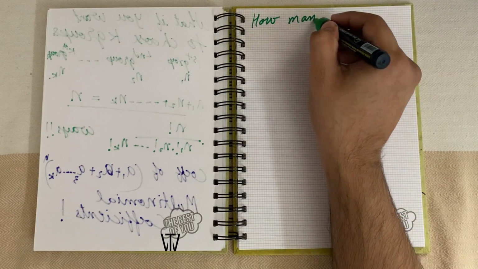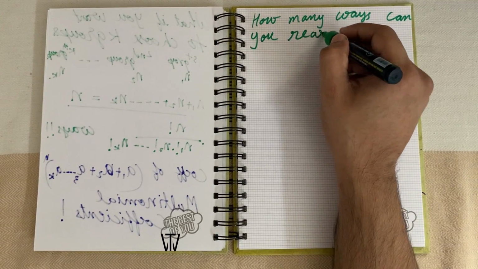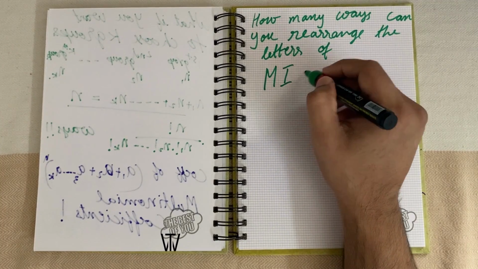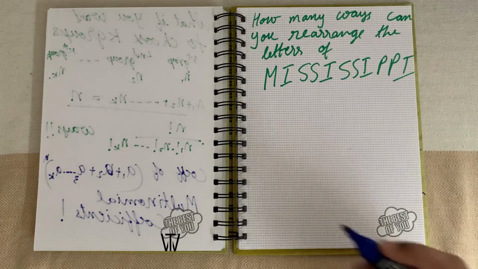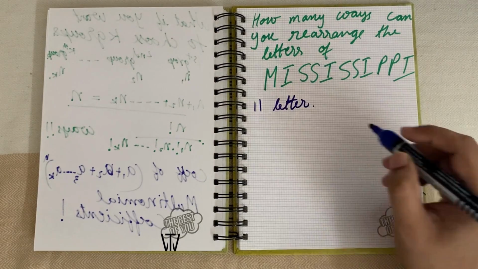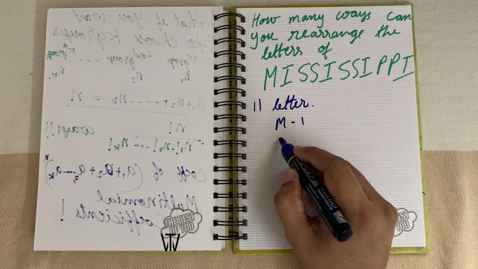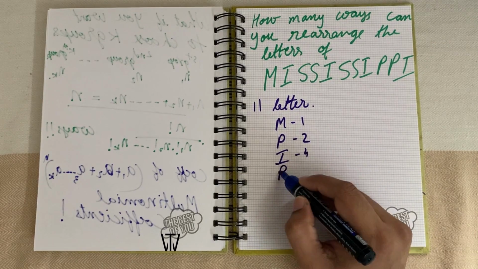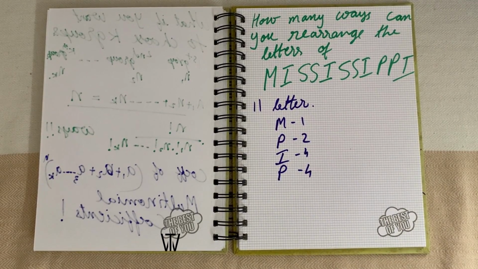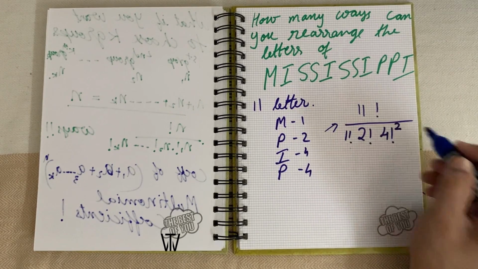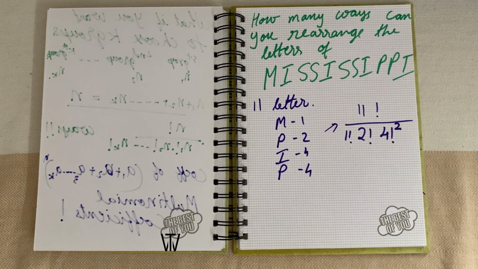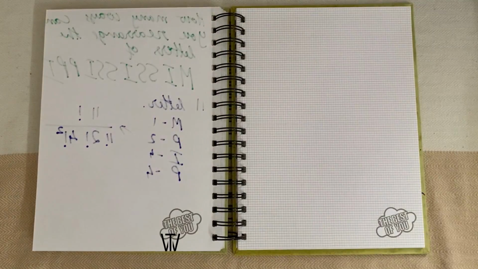For example, how many ways can you arrange the letters in the word Mississippi? Well, there are 11 letters in which M appears once, P appears twice, I and S appear 4 times each. You can consider each unique letter as a group. So the answer to the question is 11 factorial divided by 1 factorial into 2 factorial into (4 factorial) whole square.